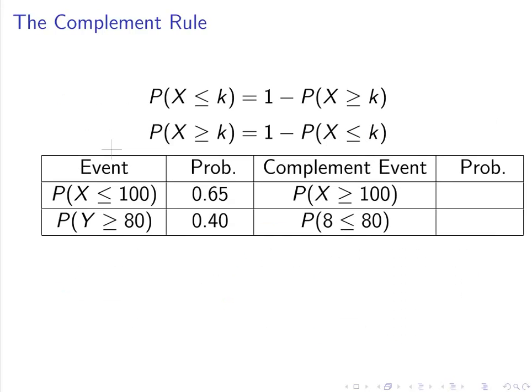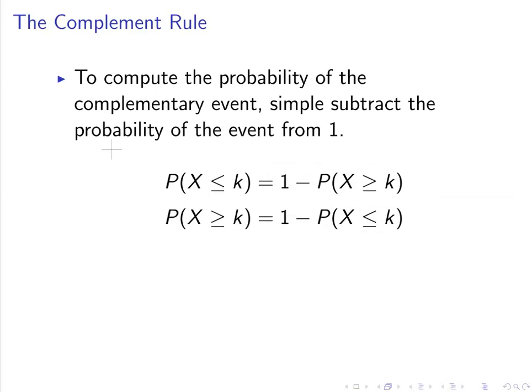So this is the worked example we are going to do. Essentially, to compute the probability of the complementary event, all we have to do is subtract from 1. For the two expressions I presented previously, one is just one minus the other. So the probability of x less than or equal to k is equal to 1 minus the probability of x greater than or equal to k, and vice versa. So let's look at a quick example.